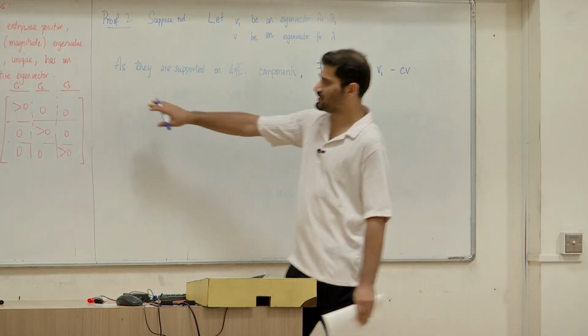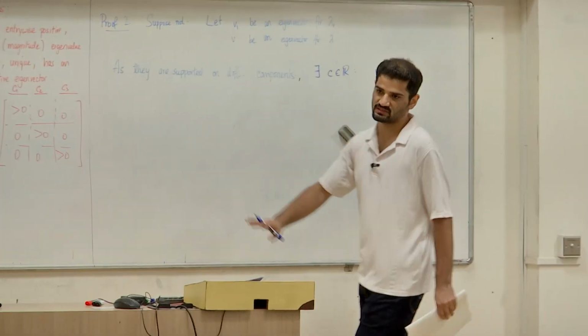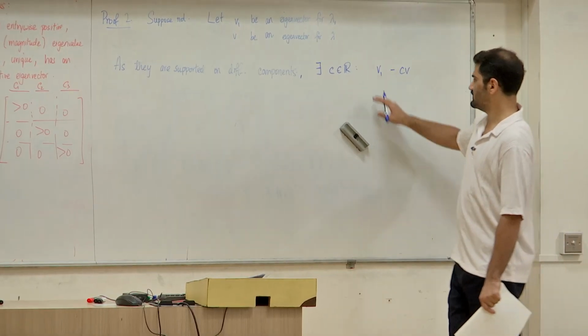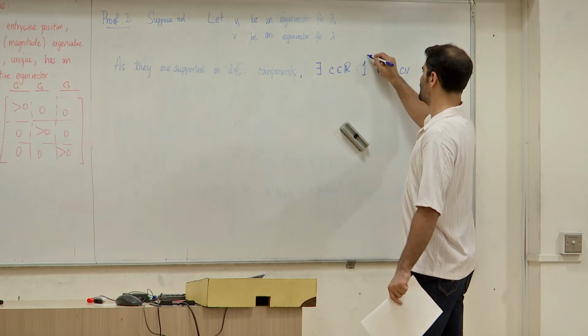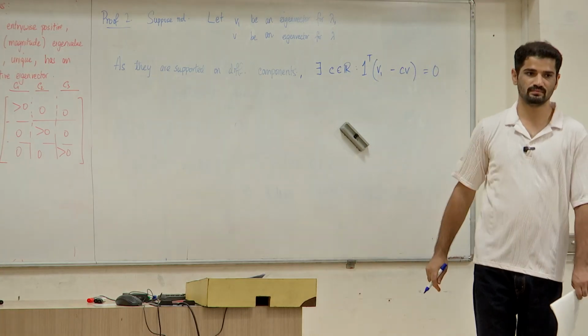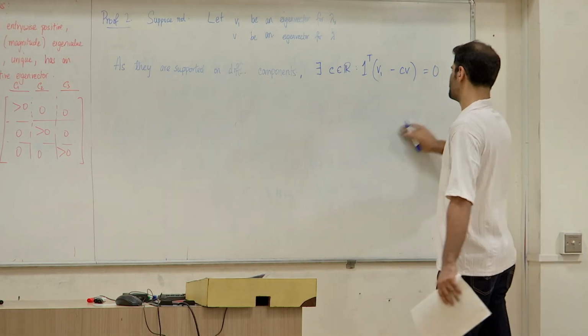Whenever you have the largest eigenvalue, you can apply Perron-Frobenius. They have a very nice structure on positive matrices. So there exists something such that this thing sums to 0. Equivalently, 1 transpose this is equal to 0.